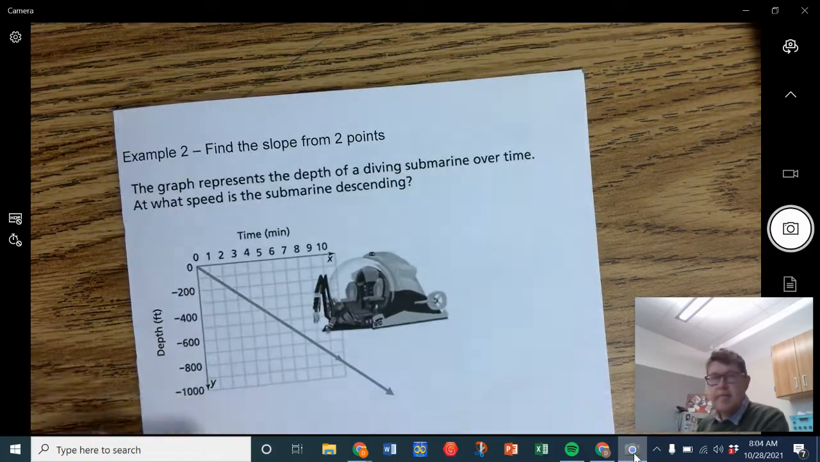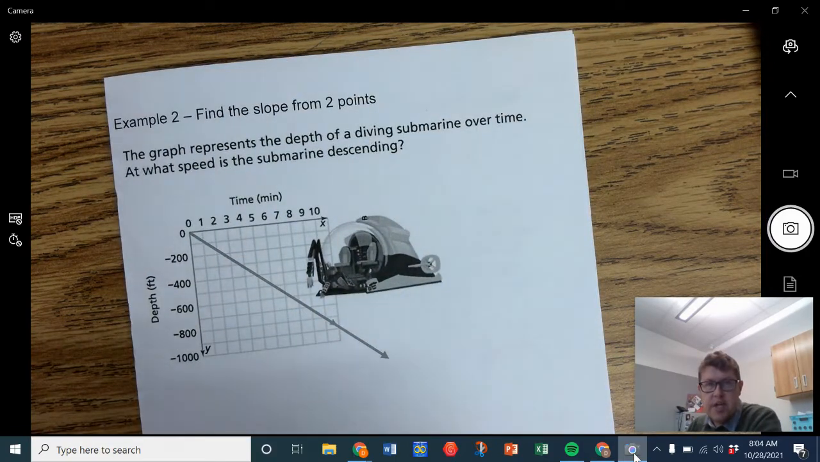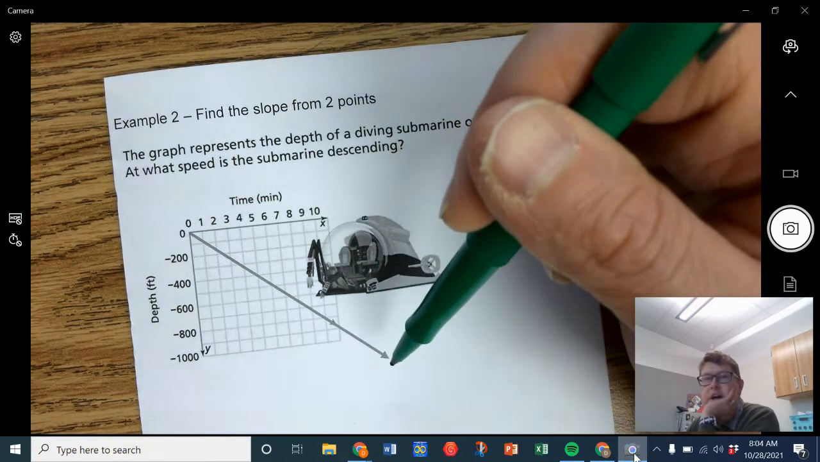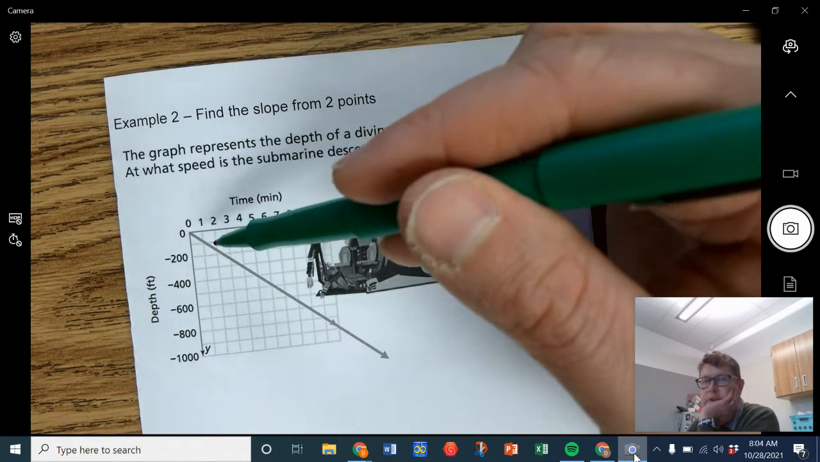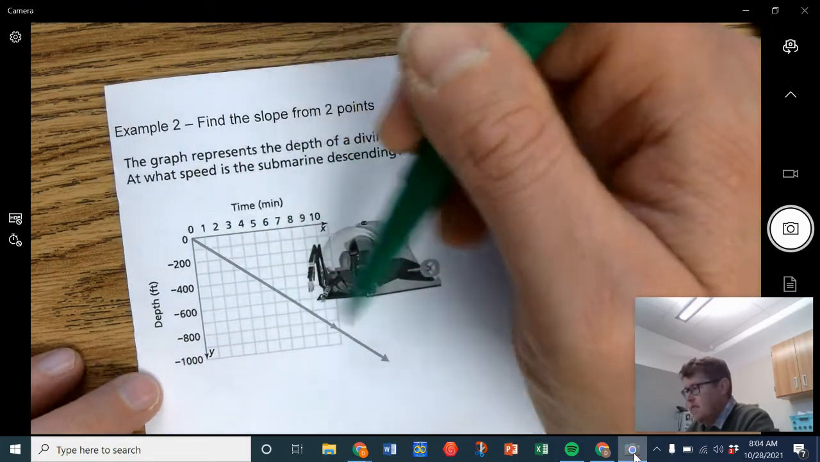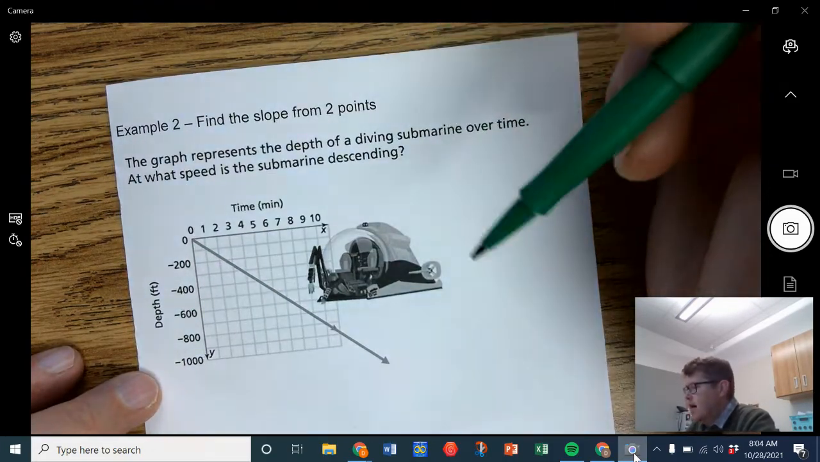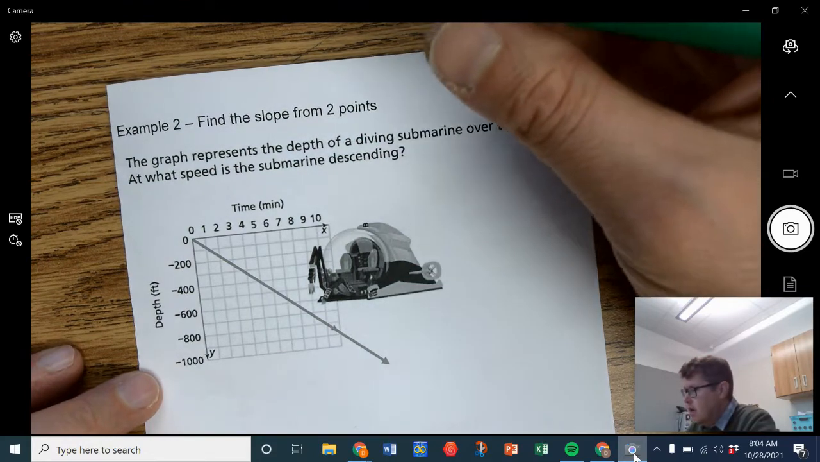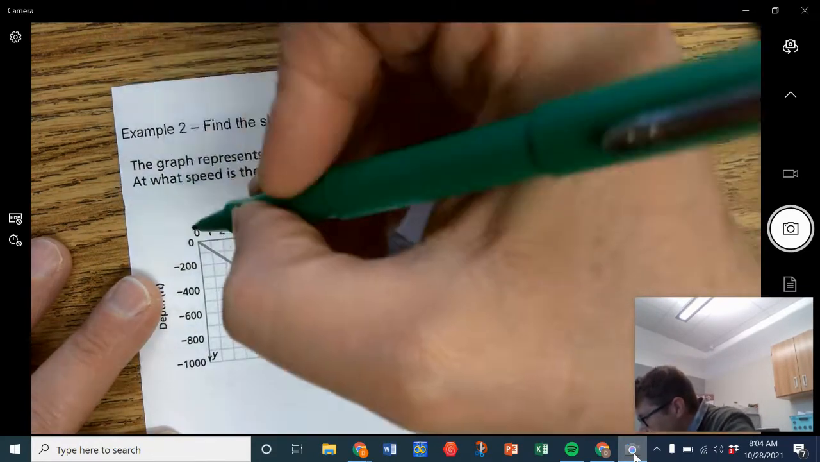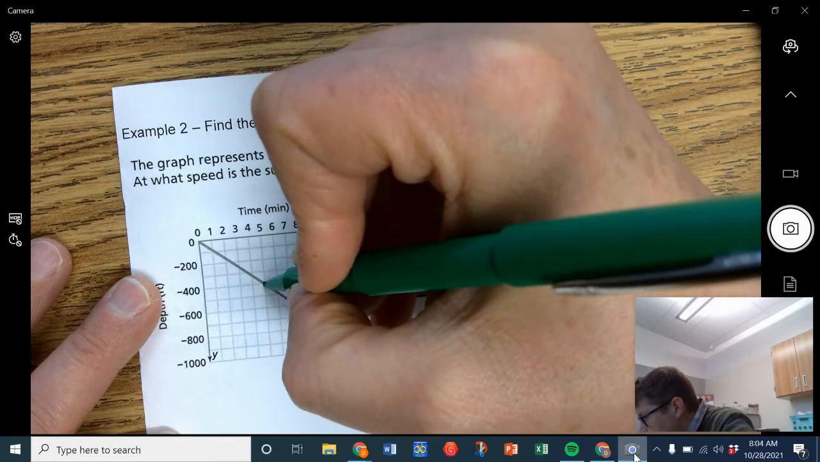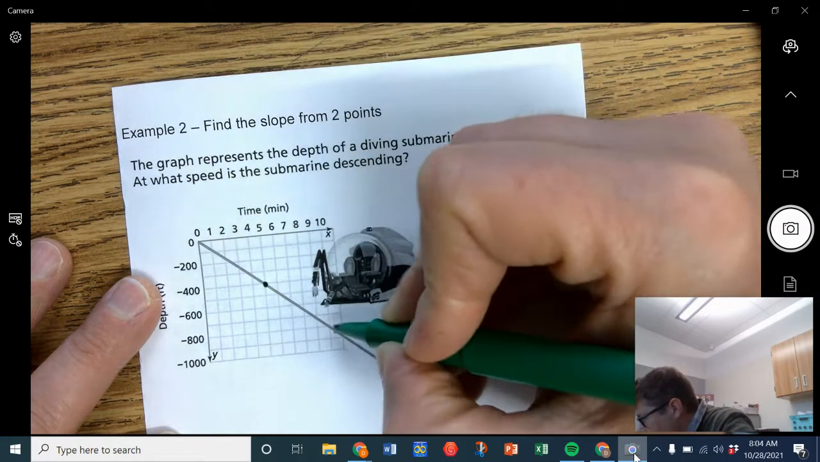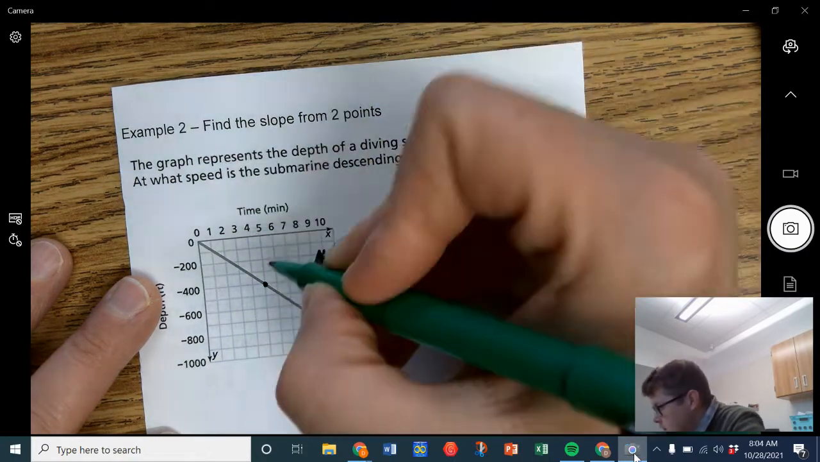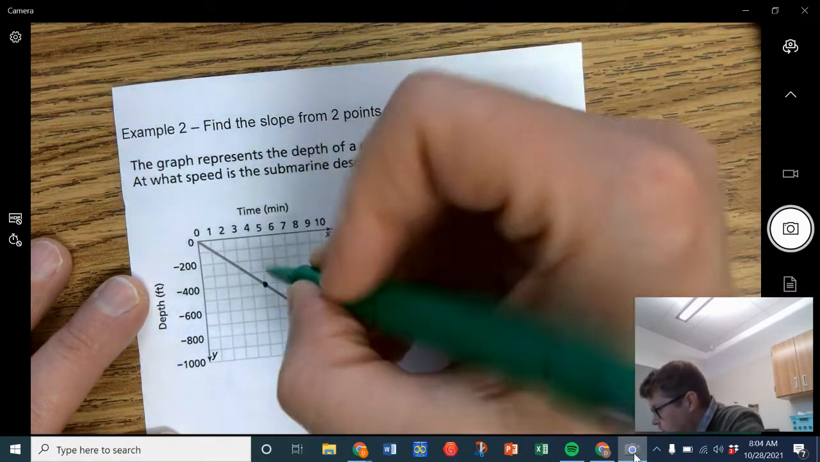Okay, I'm going to shift color here. The graph represents the depth of a diving submarine over time. At what speed is the submarine descending? So the idea here, guys, is we want to figure out how steep this line is. We know it's going down, because the line itself is going down and these values are also negative. So you want to find 2 points on the grid. There's a good one right there, and there's a good one right there. So this is 5, negative 400.